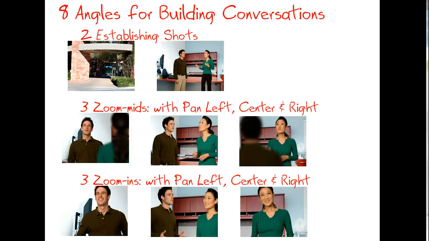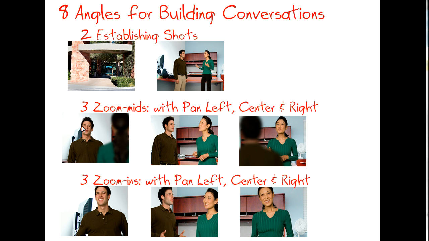Now, the example that I showed you didn't actually use every single angle that I set up when I build my templates for conversations. So I thought I'd show you kind of the 8 angles that I build for conversations. I usually do 2 establishing shots. So it could be something that's like a building of the office, and then like a zoomed out view of the room that they're in. And then I do a mid zoom where it's going to be kind of a torso crop.